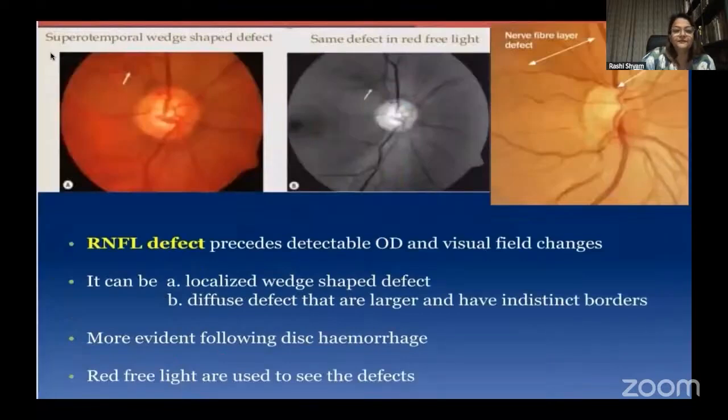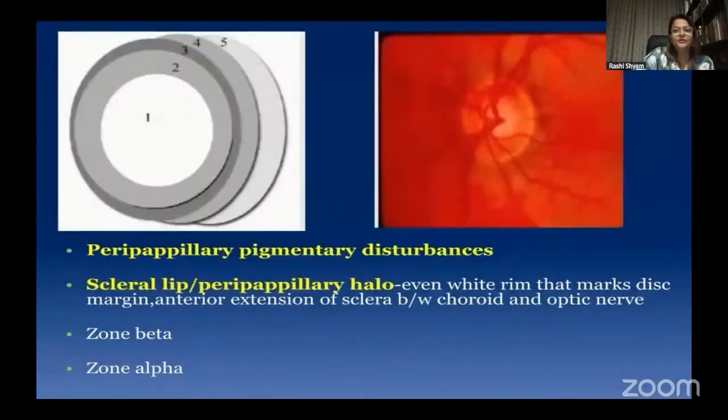Now, wedge defects are also very important, and wedge defects, we best see in the red free, and what we see here is a wedge shaped defect which has the apex pointing to the disc margin and then the wedge going away from there. And sometimes there is a disc hemorrhage there as well, and that is where the focal notch is also seen, and this is kind of pathognomonic for a glaucomatous optic nerve head.